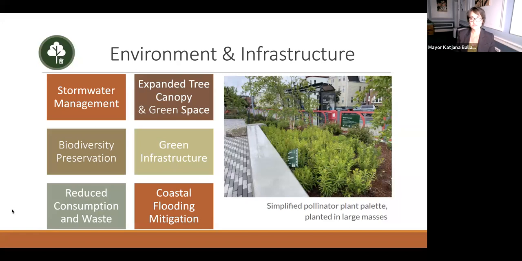Waste also contributes to greenhouse gases by producing methane as it decays in landfill. Last year, the city completed the community's first zero waste plan and set a goal to reduce waste at least by 90% by 2050. And finally, the Mystic River presents coastal flooding risk for us, and I'll share more about that in a moment.